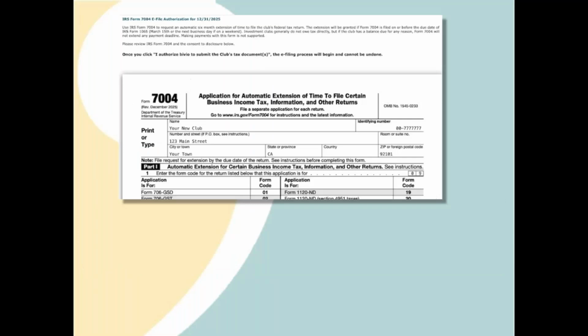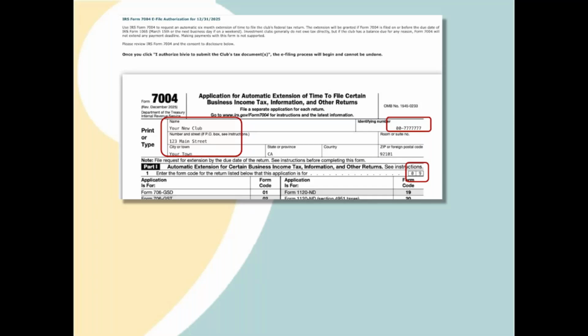You'll review your club details that bivio automatically entered on this 7004 form. Confirm your club's name, address, and EIN number are correct. Make sure the code 09 is there. It is for the extension for a partnership return form 1065.